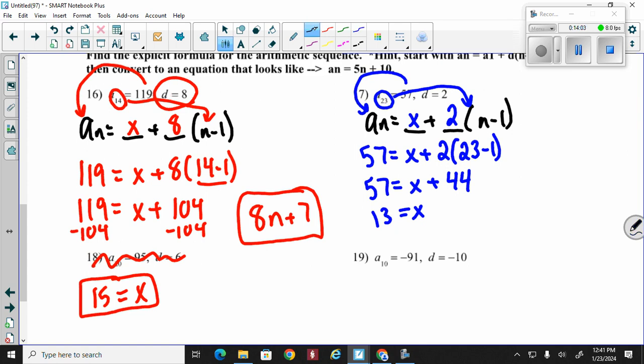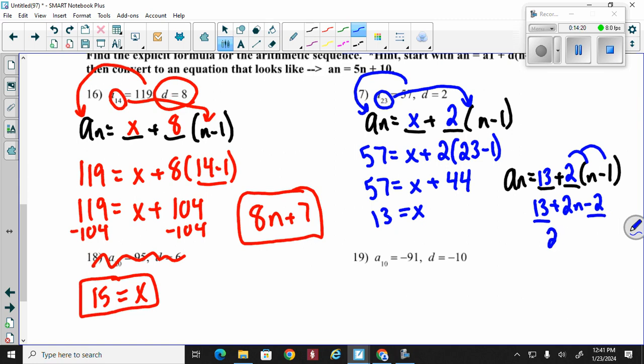So I'm going to do this one more time. I'll just do it right here. a of n is equal to something plus something, n minus 1. My first term is 13, and my common difference was 2. Distribute, distribute. You're at 13 plus 2n minus 2. Combine the first, combine the last. 2n plus 11 for question number 17.